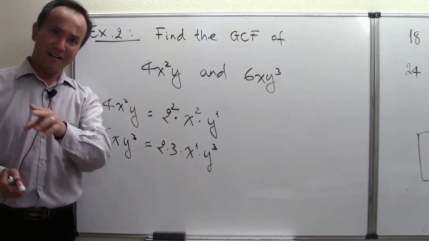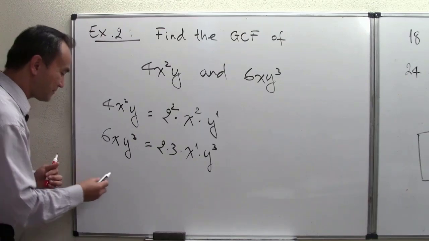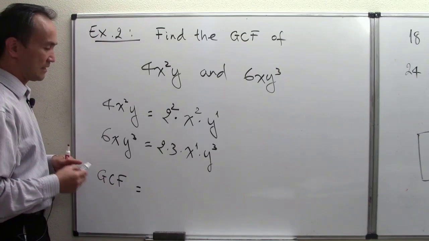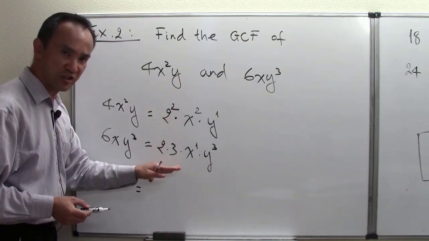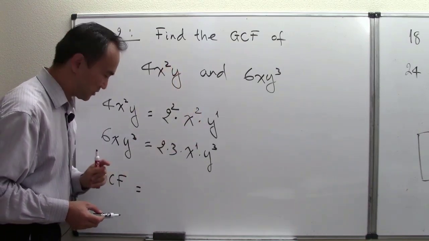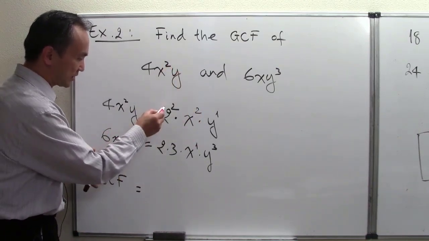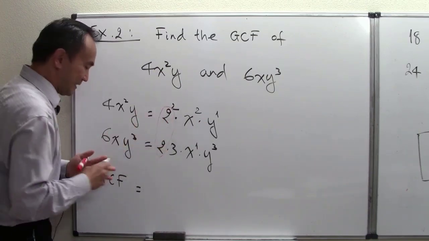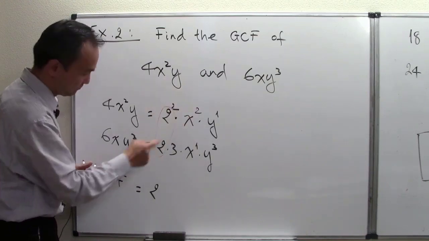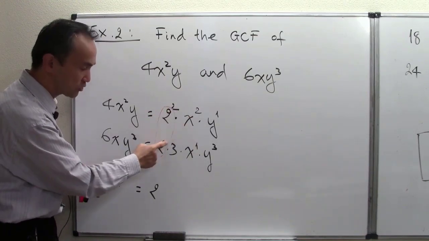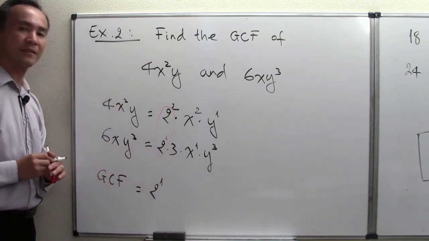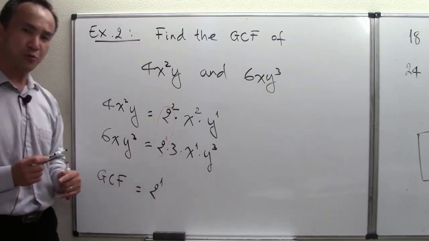All right, now let's recognize the GCF. To come up with the GCF, we go through the two prime factorizations and collect the common prime factors. The first common prime factor I recognize is 2. The common prime factor 2 appears in both with varying powers, so we choose the least power. It was originally 1, so I'm going to go with 2 to the first power.